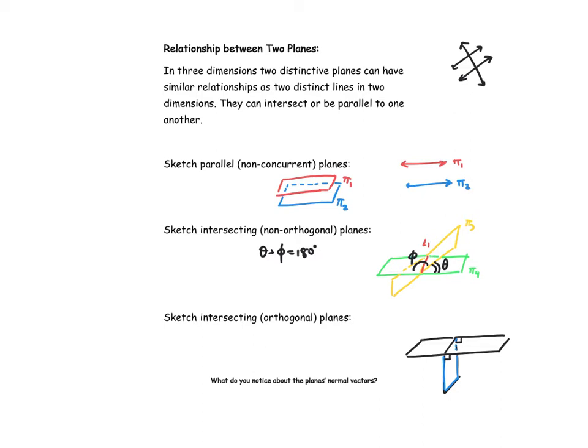All right, so here I've got, we'll go green again, we'll call this pi k, and we'll call this blue one pi l. All right, so pi k and pi l intersect at a 90-degree angle. Of course, those two intersect at a line as well. We could call that L2.